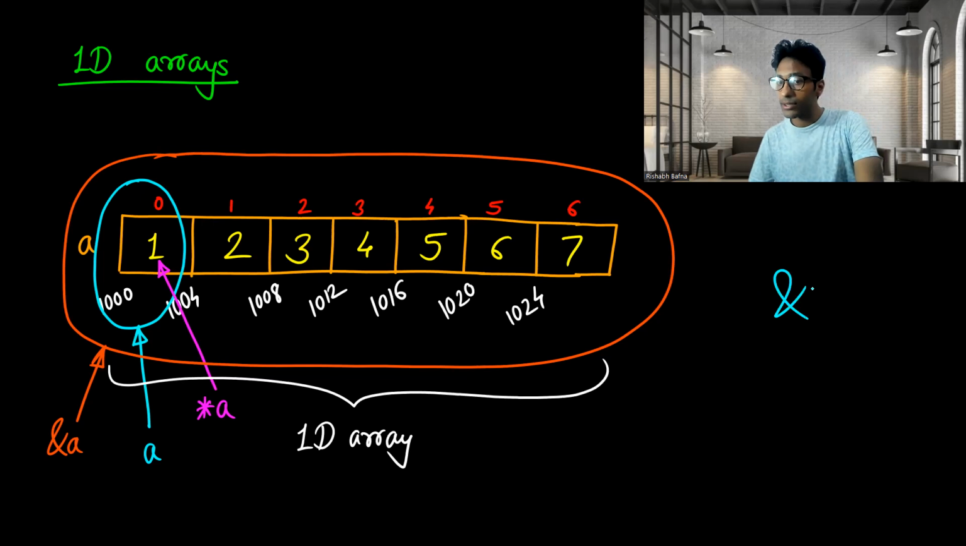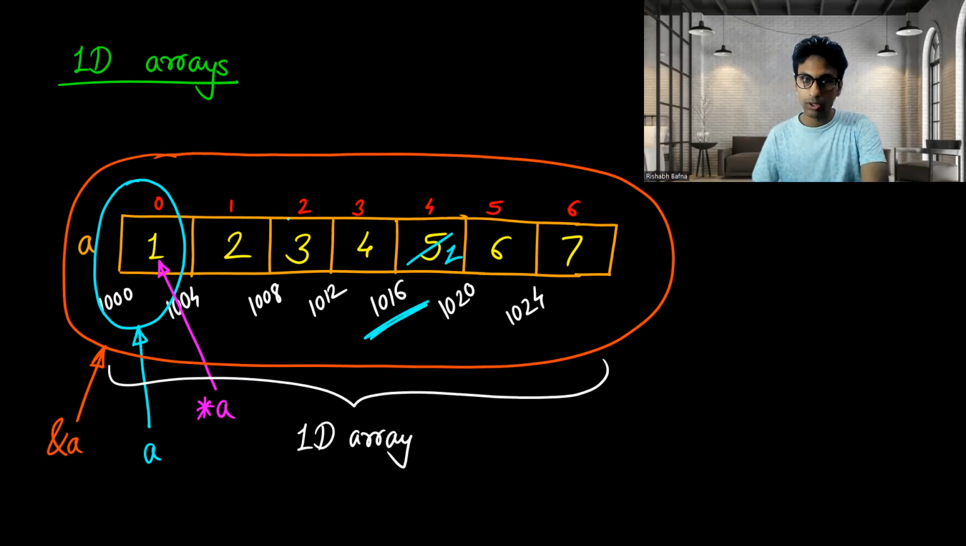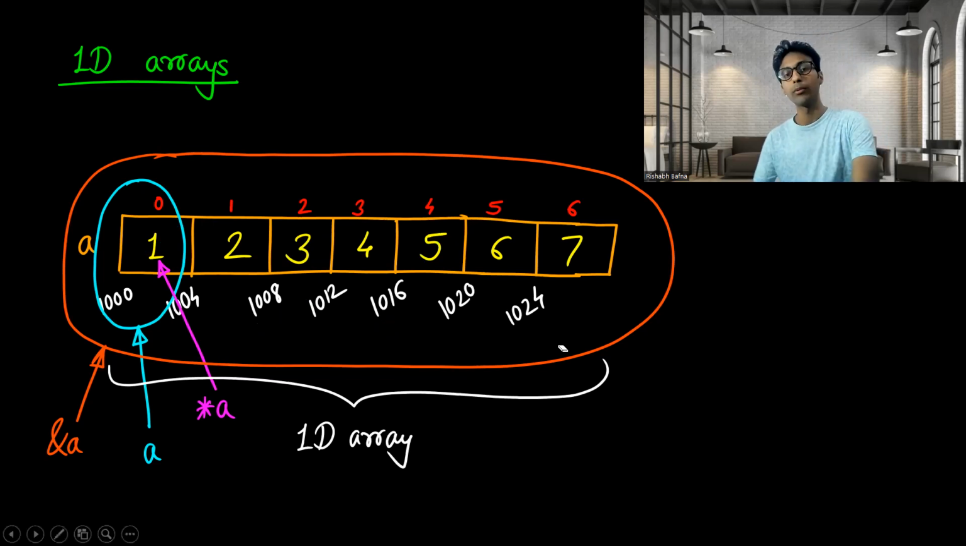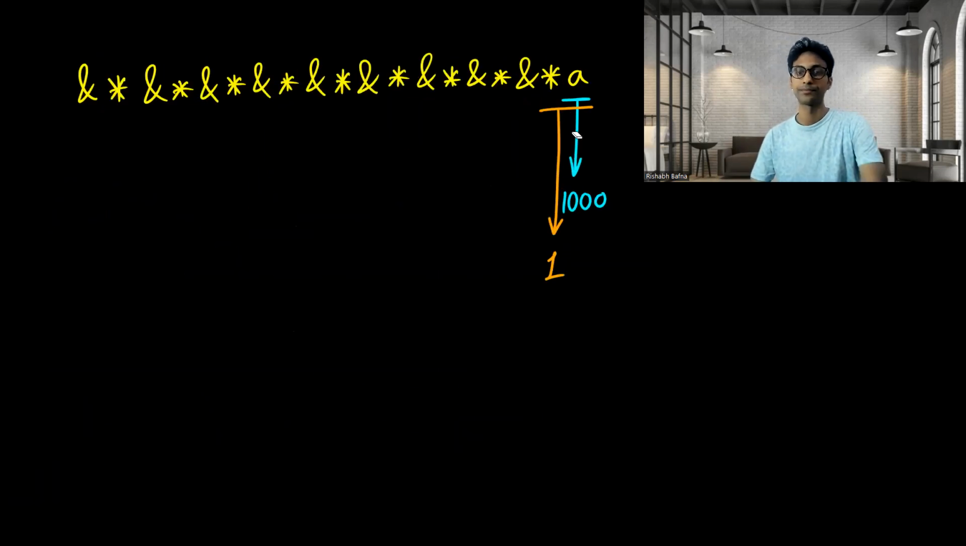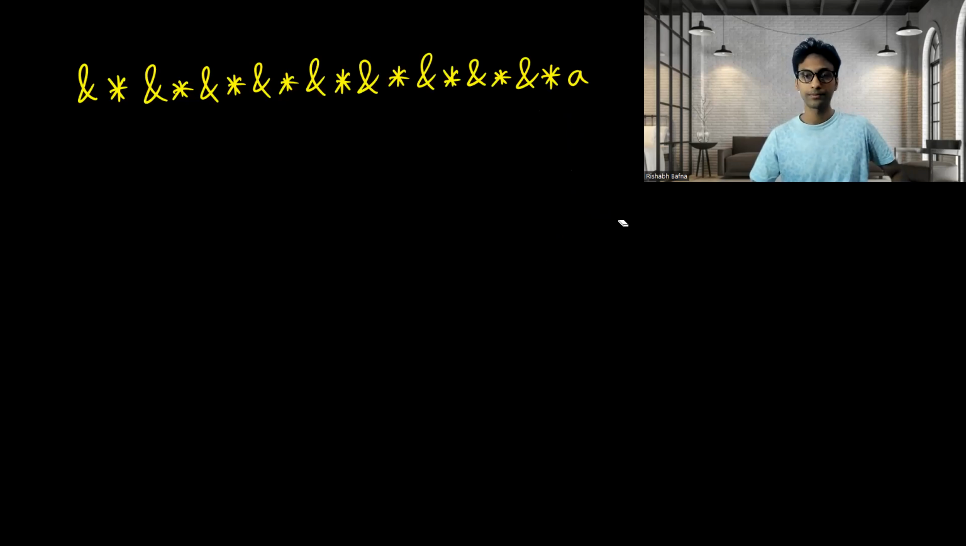Address of 1. Okay, 1 can be anywhere, 1 can be here. So will you print 1016? 1 can be here itself. So will you print 1008? 1 is here also. So will you print 1000? Think about it, give it a thought. Maybe take this as homework, or maybe try it out.